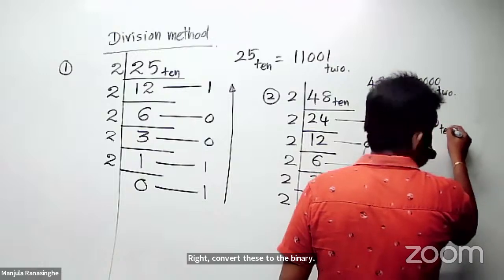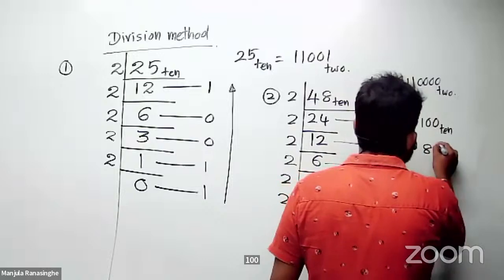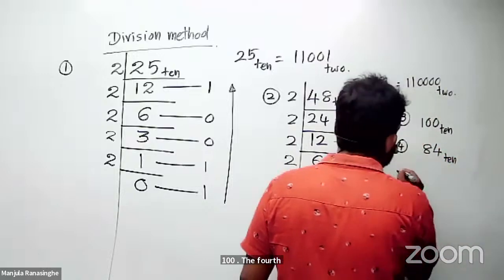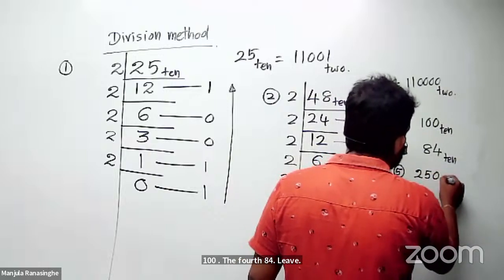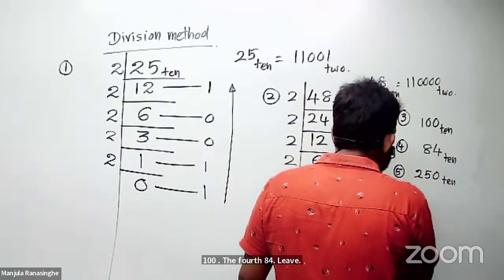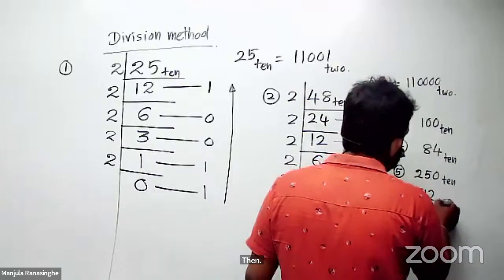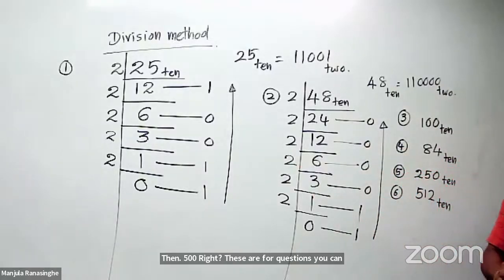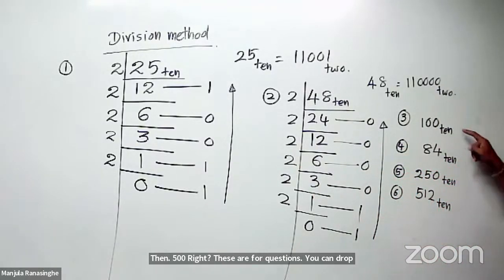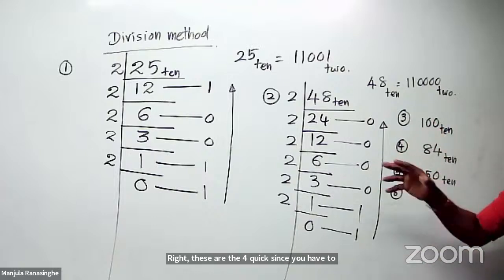100, then fourth, 84, fifth, 250, then 512. Right, these are 4 questions. You can drop the answers in the chat even. Right, these are the 4 questions we have to do with the use of this division method.